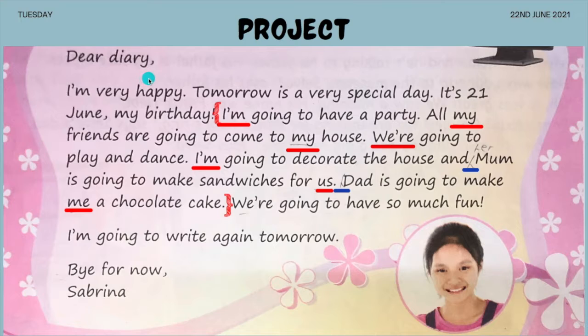Dear diary, I'm very happy. Tomorrow is a very special day. It's 21st June, my birthday. I'm going to have a party. All my friends are going to come to my house. We are going to play and dance. I'm going to decorate the house and Mom is going to make sandwiches for us. Dad is going to make me a chocolate cake.